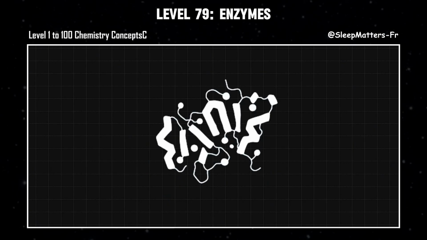Level 79. Enzymes. Enzymes are proteins that speed up chemical reactions in your body without being used up. They are like tiny workers who help build, break, or transform other molecules without changing themselves. Without enzymes, most chemical reactions in your body would be too slow to keep you alive.